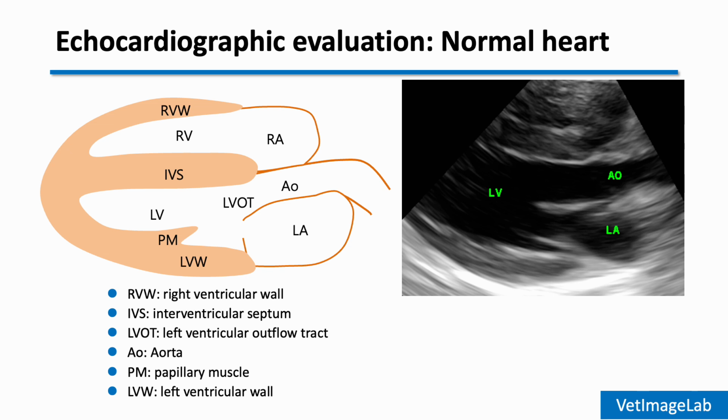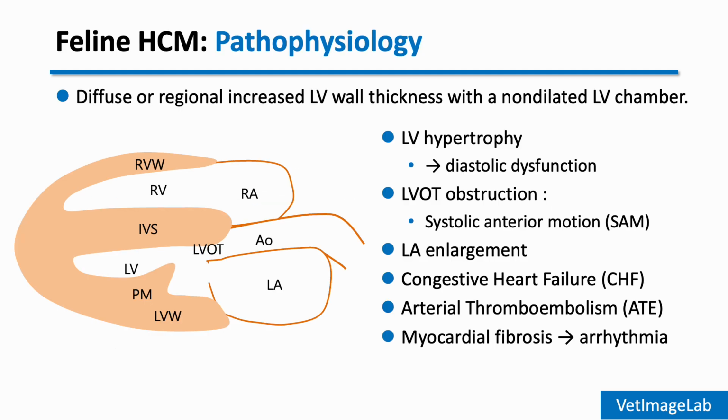On a diagram of the heart, we identify the left ventricle, left atrium, and aorta. The interventricular septum separates the left and right ventricles. The papillary muscles and the left ventricular free wall are seen below the cavity. The left ventricular outflow tract connects the ventricle to the aortic valve. In hypertrophic cardiomyopathy, the left ventricular wall becomes abnormally thickened, which leads to diastolic dysfunction. This is the hallmark of HCM.